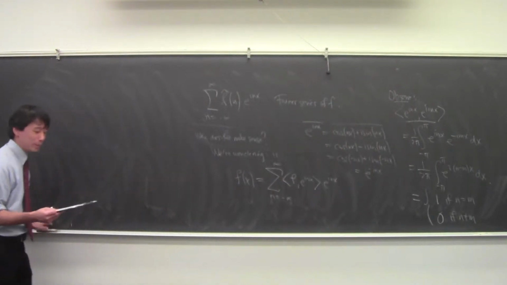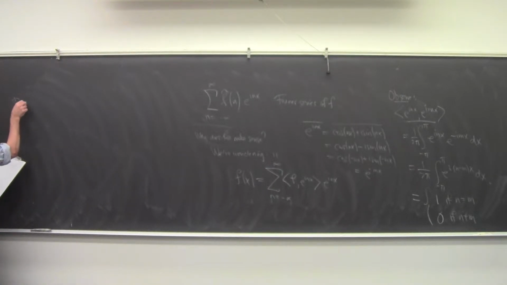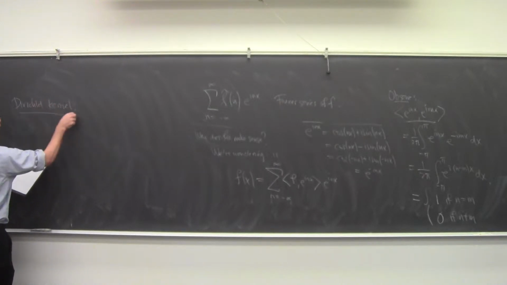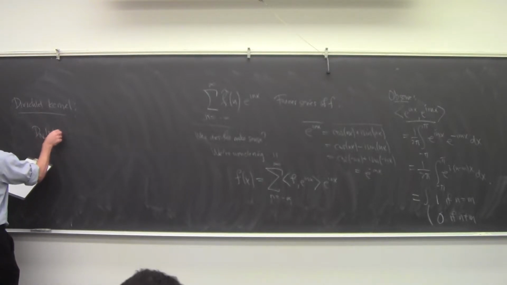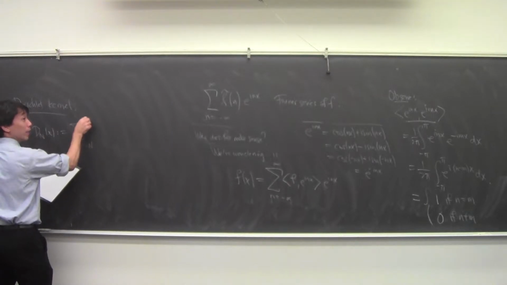Okay, so let me start off with the dumb and not dumb questions from last time. So we have the Dirichlet kernel, right, with Dirichlet kernel, D sub n of x, defined as the summation from negative n to n.